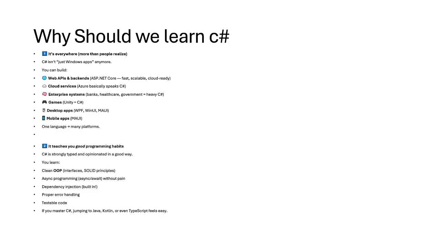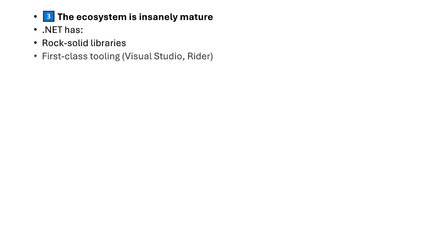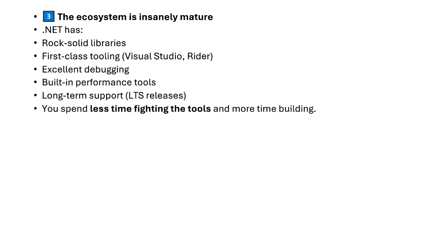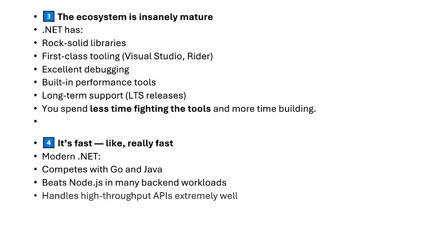Whenever we go deeper into C sharp, we will see all the details. You can see C sharp and .NET have solid libraries and first class tooling, like Visual Studio. It is fast and handles high throughput APIs extremely well. These are the basic concepts and features of C sharp. So the C sharp language is very important, and there is a lot of job stability in C sharp. Many people make careers by learning C sharp.